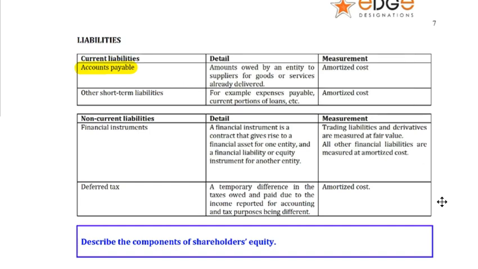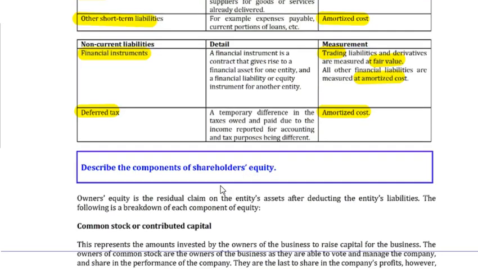Top of page 7, liabilities. Accounts payable go at amortized cost, and other short-term liabilities are also amortized cost. We know about those. Non-current liabilities, financial instruments: if they are trading, they get measured at fair value. Everything else would go at amortized cost. And deferred tax, some good news about deferred tax, it's got its own section as well. We will do its own separate learning module, both in the pre-reads as well as in the core readings, and that goes at amortized cost.